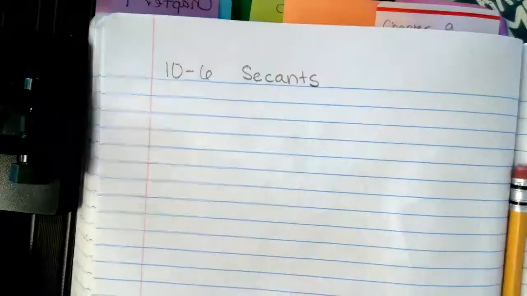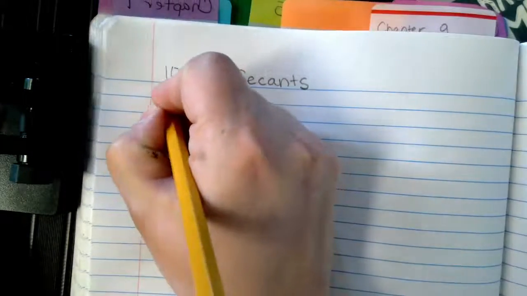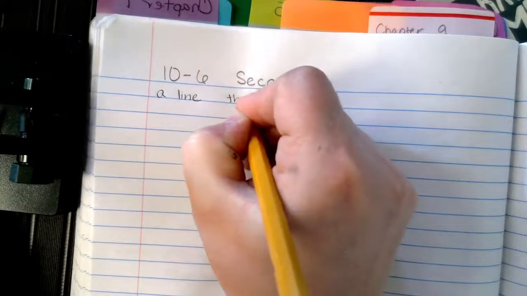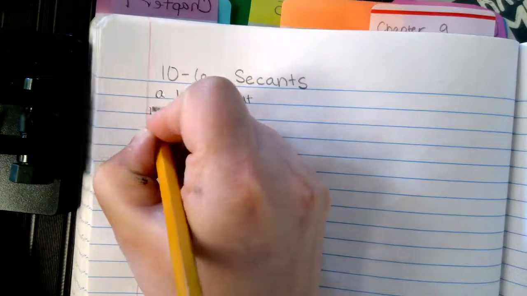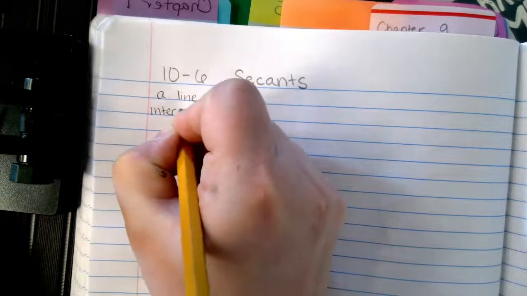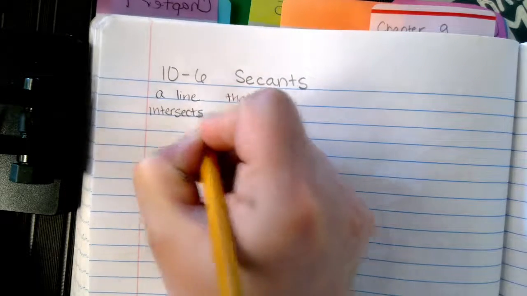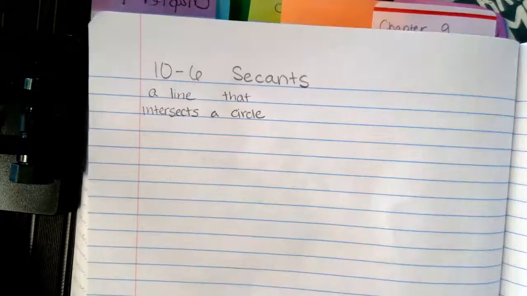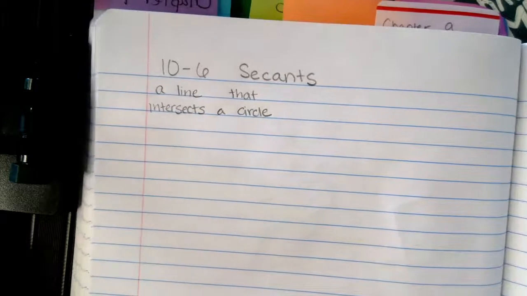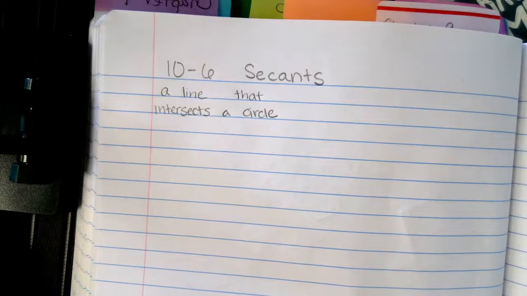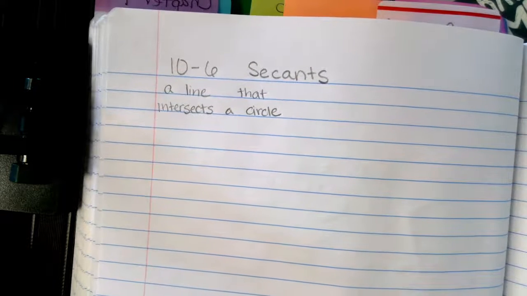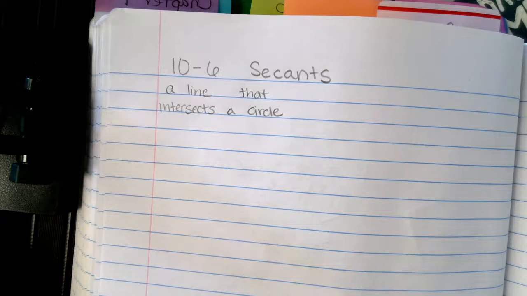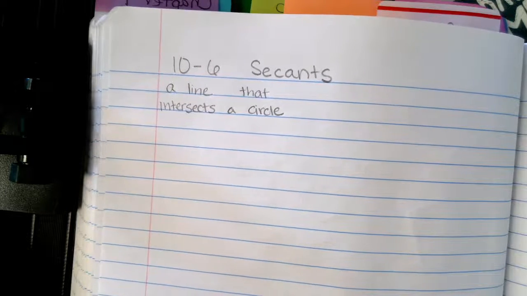A secant is a line that intersects a circle. How many times does it intersect a circle? No picture. A tangent intersected a circle how many times? 1. So a secant is going to intersect it twice.